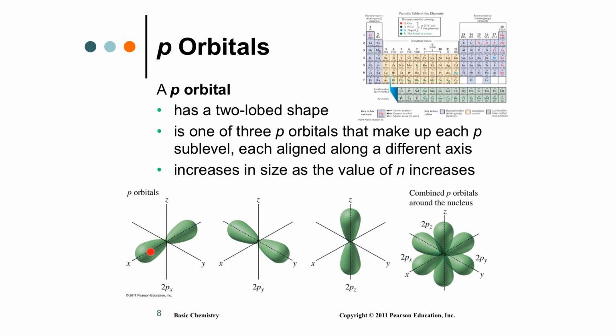The first room is shaped like a dumbbell in this direction. The second one is in the y-axis. And the third one is in the z-axis. So I've got 1, 2, all at 90 degrees from each other. So I've got 2 girls living here, staying away from each other, 2 girls here, and 2 girls here. So the p orbitals look like dumbbells.